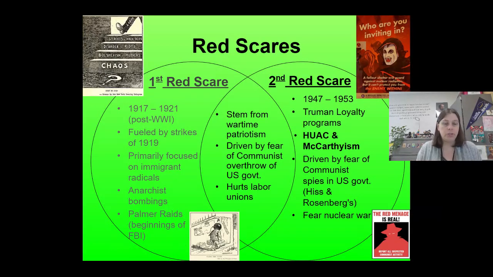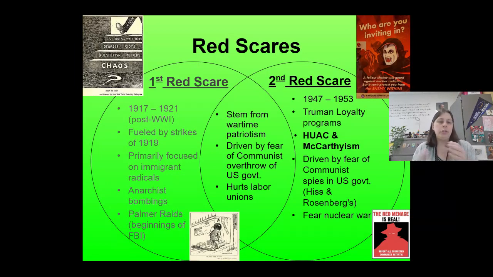He does not really turn out to have that list, but the investigation spirals throughout several government departments, drags a lot of people in, and creates, again, an atmosphere of fear and paranoia, and this is all going on throughout the late 1940s and the early 1950s. So that's the second Red Scare. Again, a good example of a home front impact.